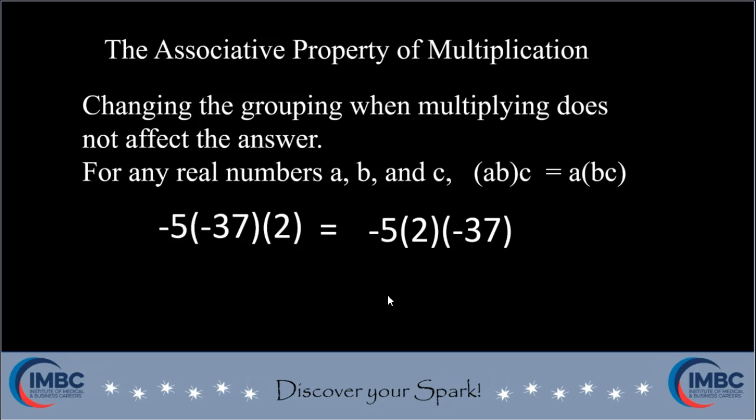So I can go negative 5 times 2. That's going to be a negative 10 times the negative 37. Two negatives, we know it's always going to be a positive answer. 10 times 37, 370. So again, as we get moving along in our course, don't forget about the associative property of multiplication. Real helpful.